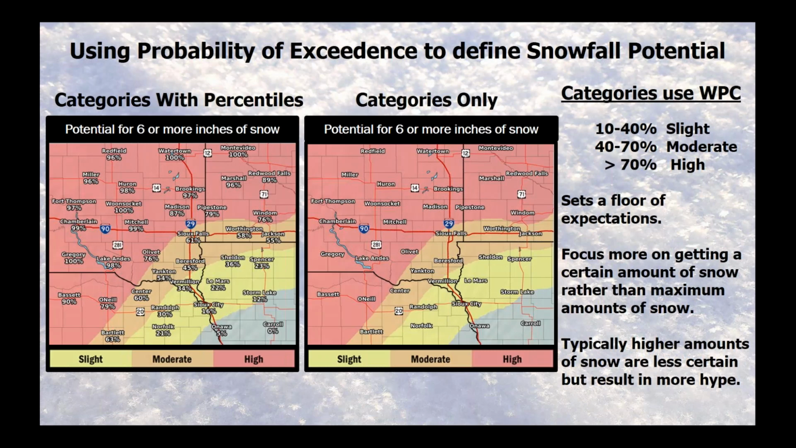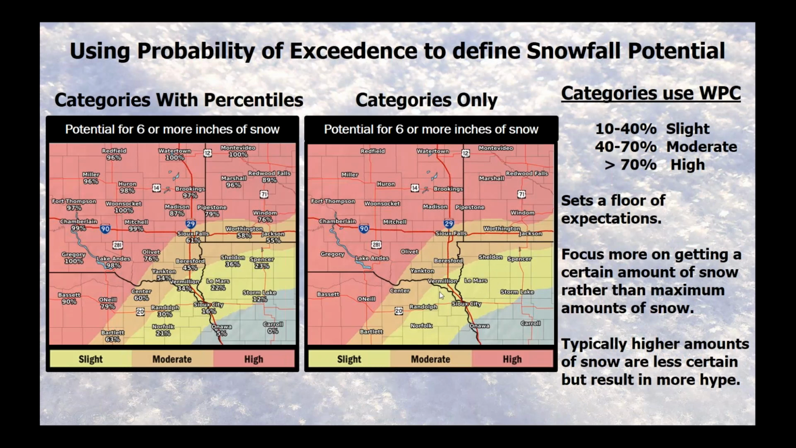And so this allows us to talk about snowfall amounts in terms of a floor a lot of times. So instead of saying 4 to 8 inches or 6 to 12 inches, and people lock on to that higher number and it kind of snowballs into hype, we can say, here's the potential for 6 or more inches. So if you're in southeastern South Dakota or southwestern Minnesota, there's a high potential of that. But if you're in northwestern Iowa, you're probably not going to get that 6 inches of snow in that area because the probabilities are low.